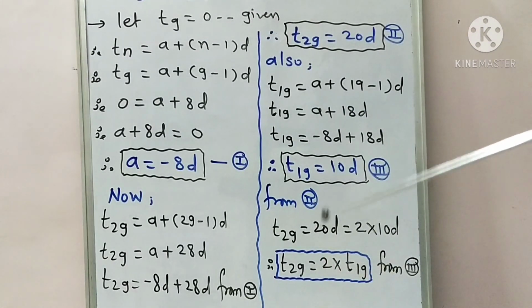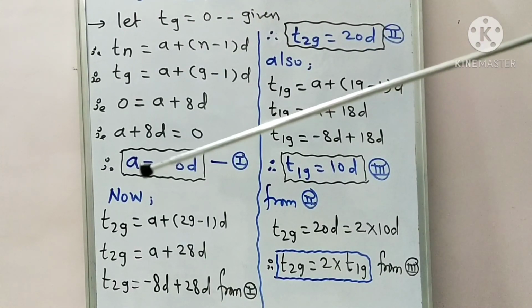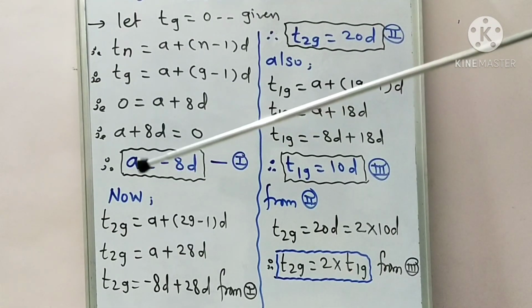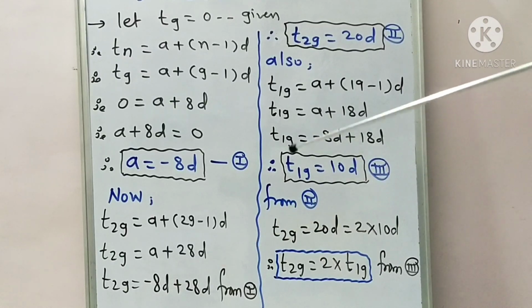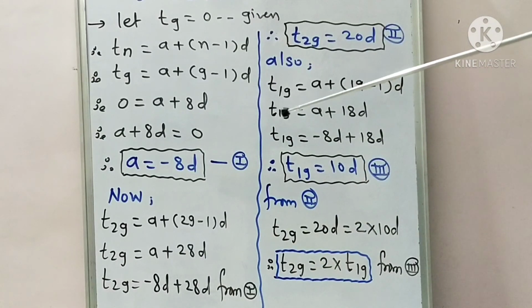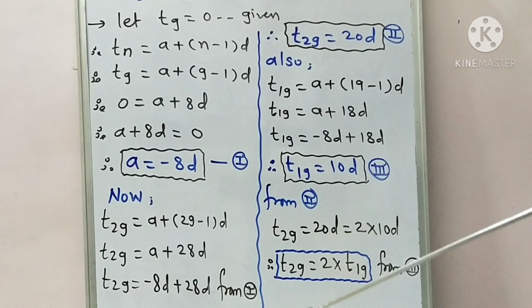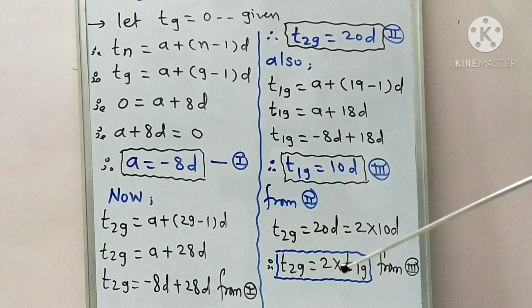So like this, for 3 marks, that's the example asked in the exam. What we do here, students, is take T9 as 0, and find the value of a in terms of d, and that value of a we replace in both equations for T29 and T19, and we find T29 and T19 in terms of d. So as we compare this, we show that the 29th term is twice the 19th term, okay.